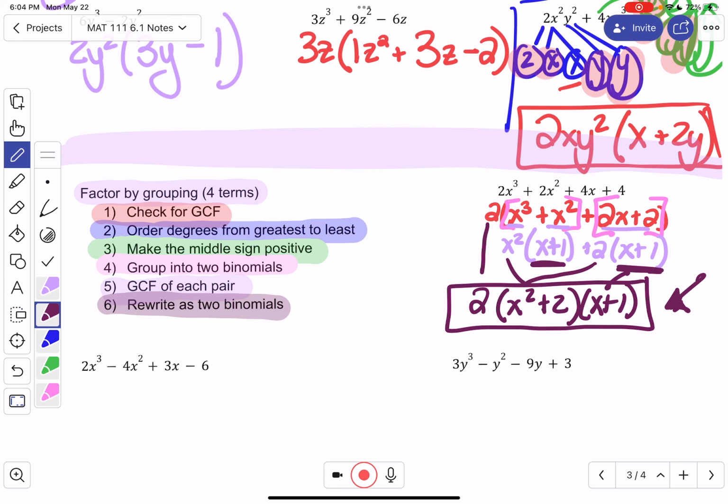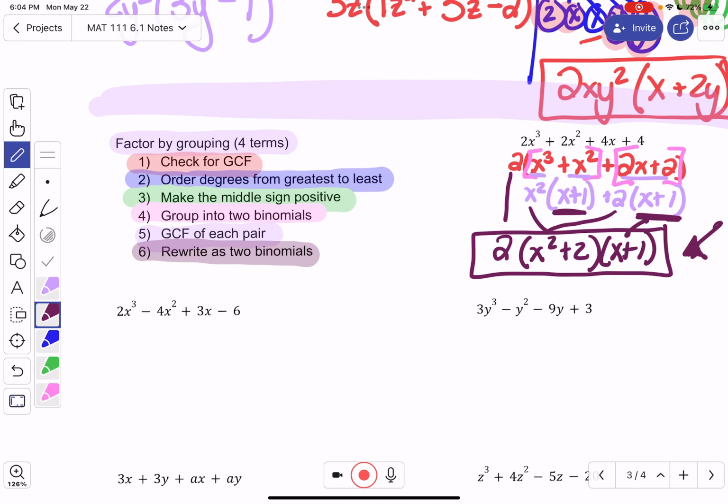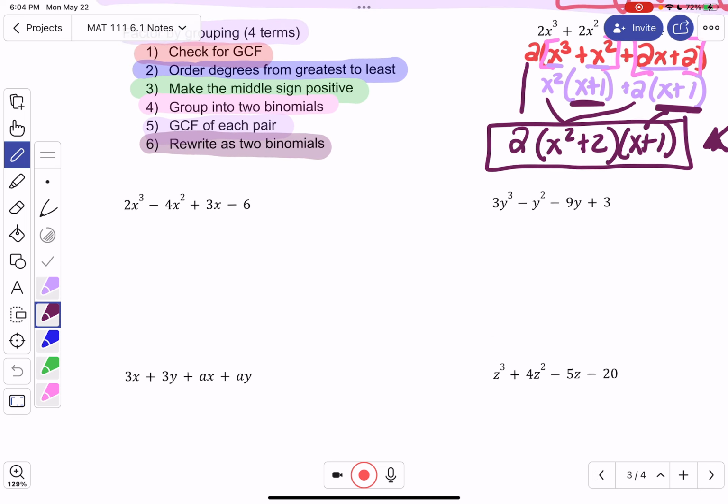I'm gonna do a couple more. Whenever you feel comfortable that you've seen all the steps, go ahead and pause the video and try them. But I'm going to go through all of them. You decide when you're ready.